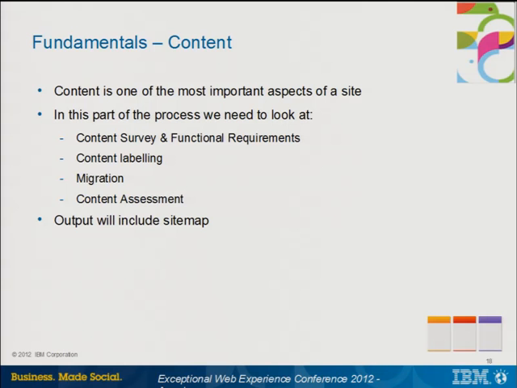So typically in this section, looking at the content, we do a content survey. We look at the functional requirements. Typically there'll be content labeling, so we go through and structure the content in particular ways. We also look at things like migration, so understanding how you're going to migrate into the new CMS or into the system.